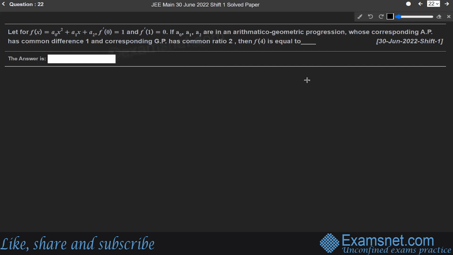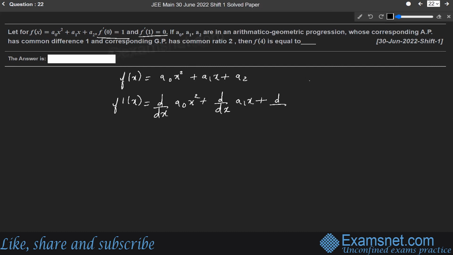Firstly, let us write the function that is given here. What is the function? f of x is equal to a0 x square plus a1 x plus a2. Firstly, let us differentiate this function. Why? Because f dash 0 is equal to 1 and f dash 1 is equal to 0 is given, which is the differentiation value, right? So f dash x will be differentiation of a0 x square plus d by dx of a1 x plus d by dx of a2. Here a0, a1 and a2 are the constants, right? So a0 will be outside.